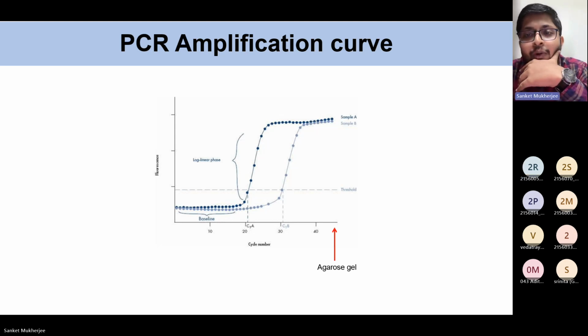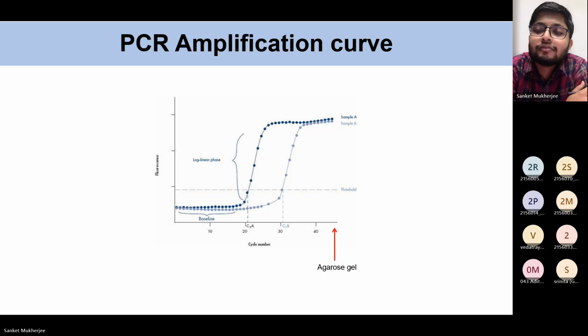Okay, sir. Now, what would a CT value signify in your RT-PCR report? Think about it.